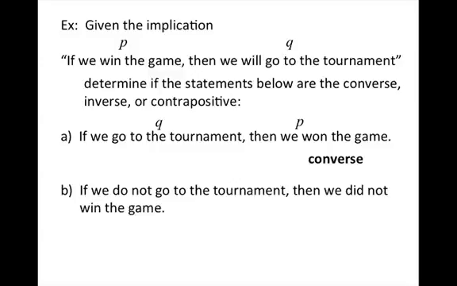In part B, if we do not go to the tournament, then we did not win the game. I see the nots, and my original implication did not have nots, so these are negations. The first part, not going to the tournament, is the negation of Q, so that's not Q. Then not winning the game is the negation of P, so that's not P. So this time I have not Q implies not P. I've taken my original implication and I've switched the order and taken the negation of each side. So this is the contrapositive.